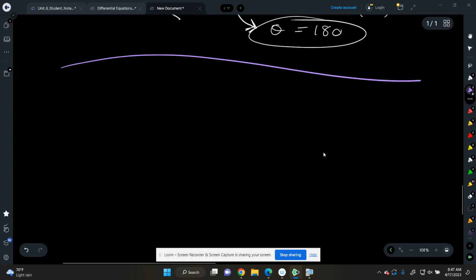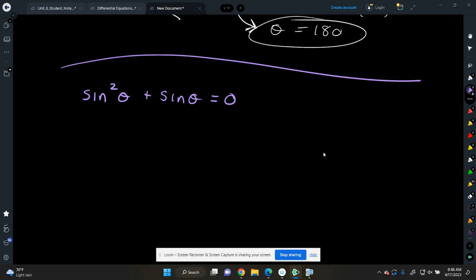Okay, let's go back and look at number 7 now. Sine squared theta plus sine theta equals 0. Any thoughts on this one? Take out a sine. And what's that leave me with, Emily? Sine, almost. Sine plus 1, yes.